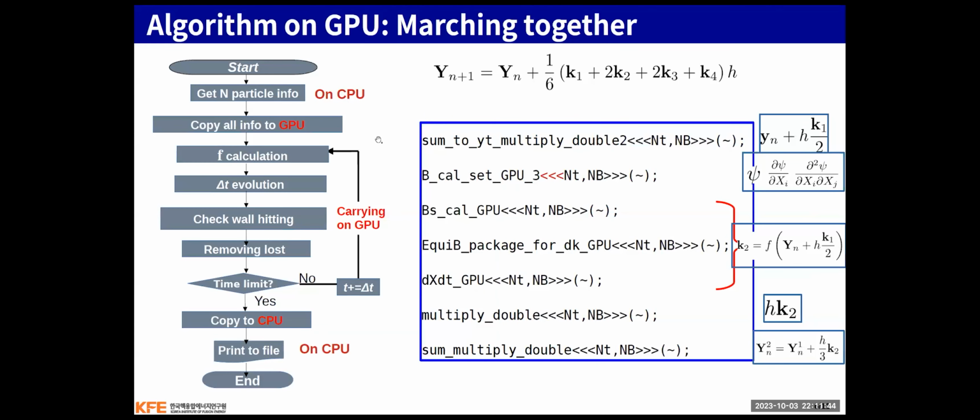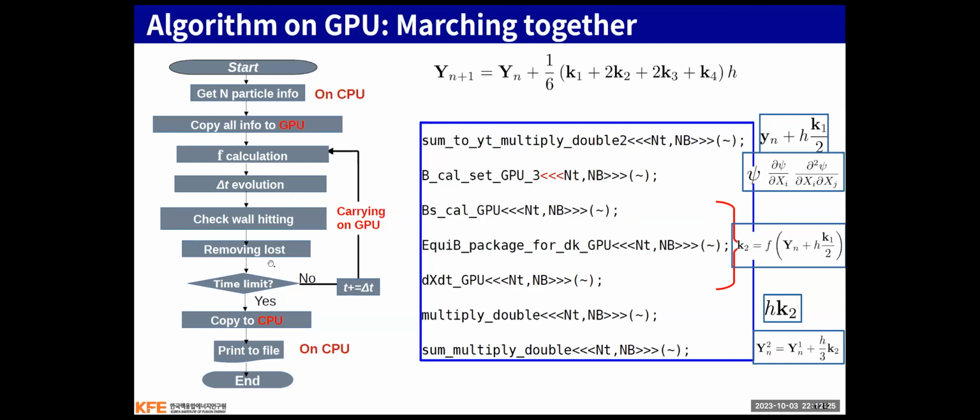So this one is our algorithm on the CUDA on the GPU machine. So at first we get the n particles information on CPU. And all the information of particles on the CPU moves to the GPUs, and on the GPUs, all particles' time evolution function is obtained by using interpolation and some calculations, and we evolve time delta t for all particles, and we check all particles. Did this particle hit the wall or not? That means, is this particle inside of the device or not?